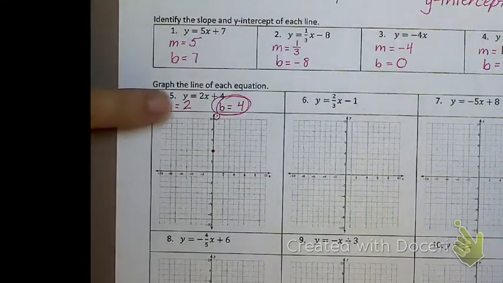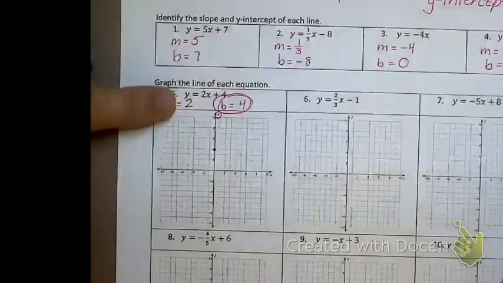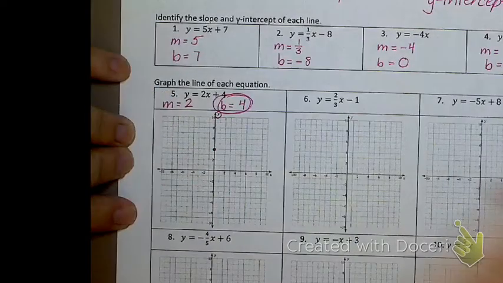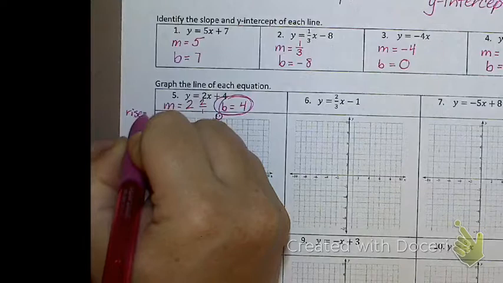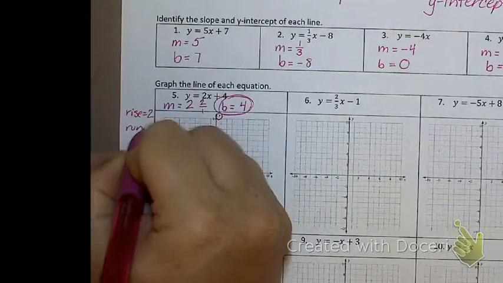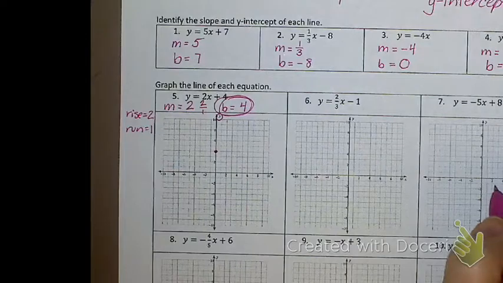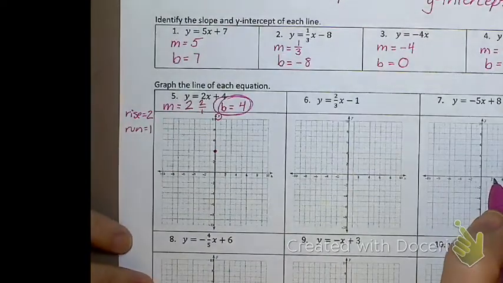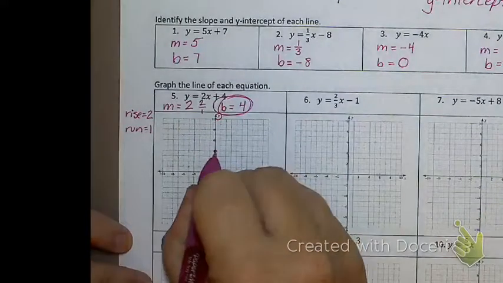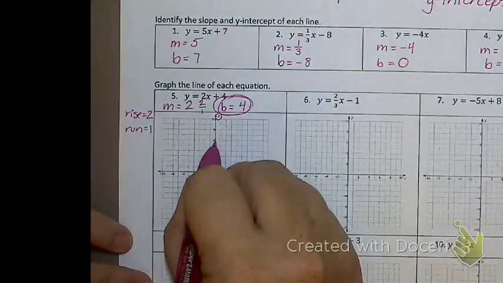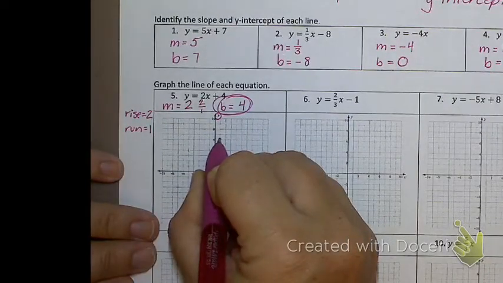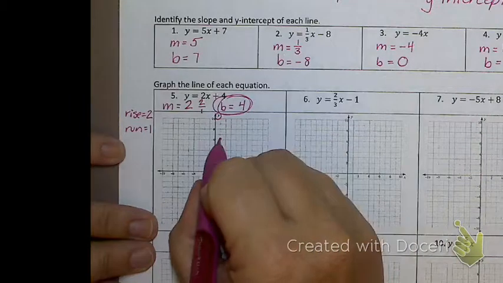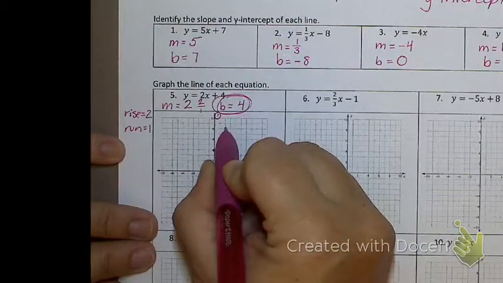I want to have my slope written in rise over run form, which means I want it written as a fraction. How do I make the number 2 into a fraction? 2 over 1. So in other words, my rise is 2 and my run is 1. If my rise is 2, what direction does that tell me to go? Up. So from my y-intercept, I'm going to go up 2, and then where am I going to go? I'm going to run 1 to the right, and I'm going to plot another point. One more time, rise 2 over 1.